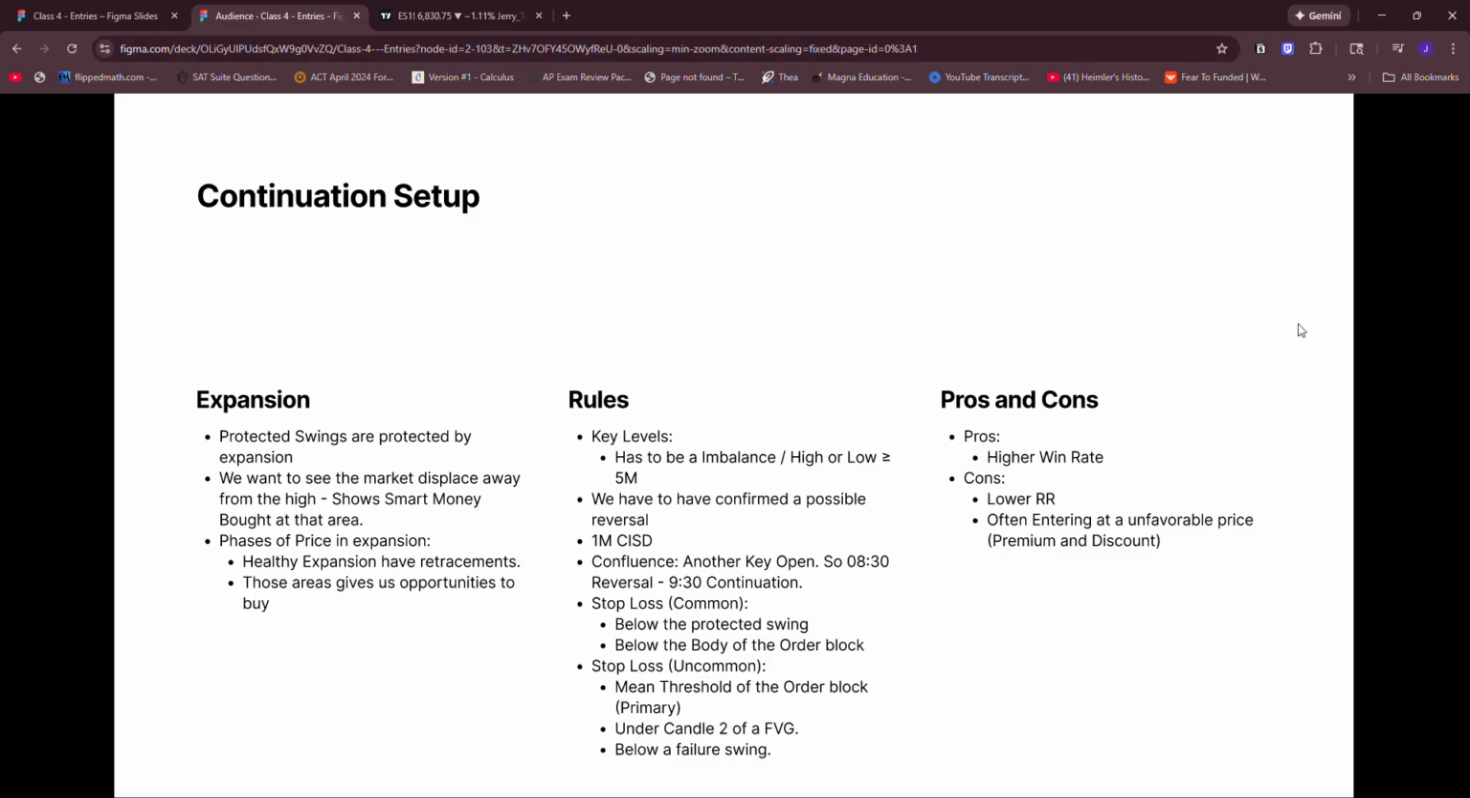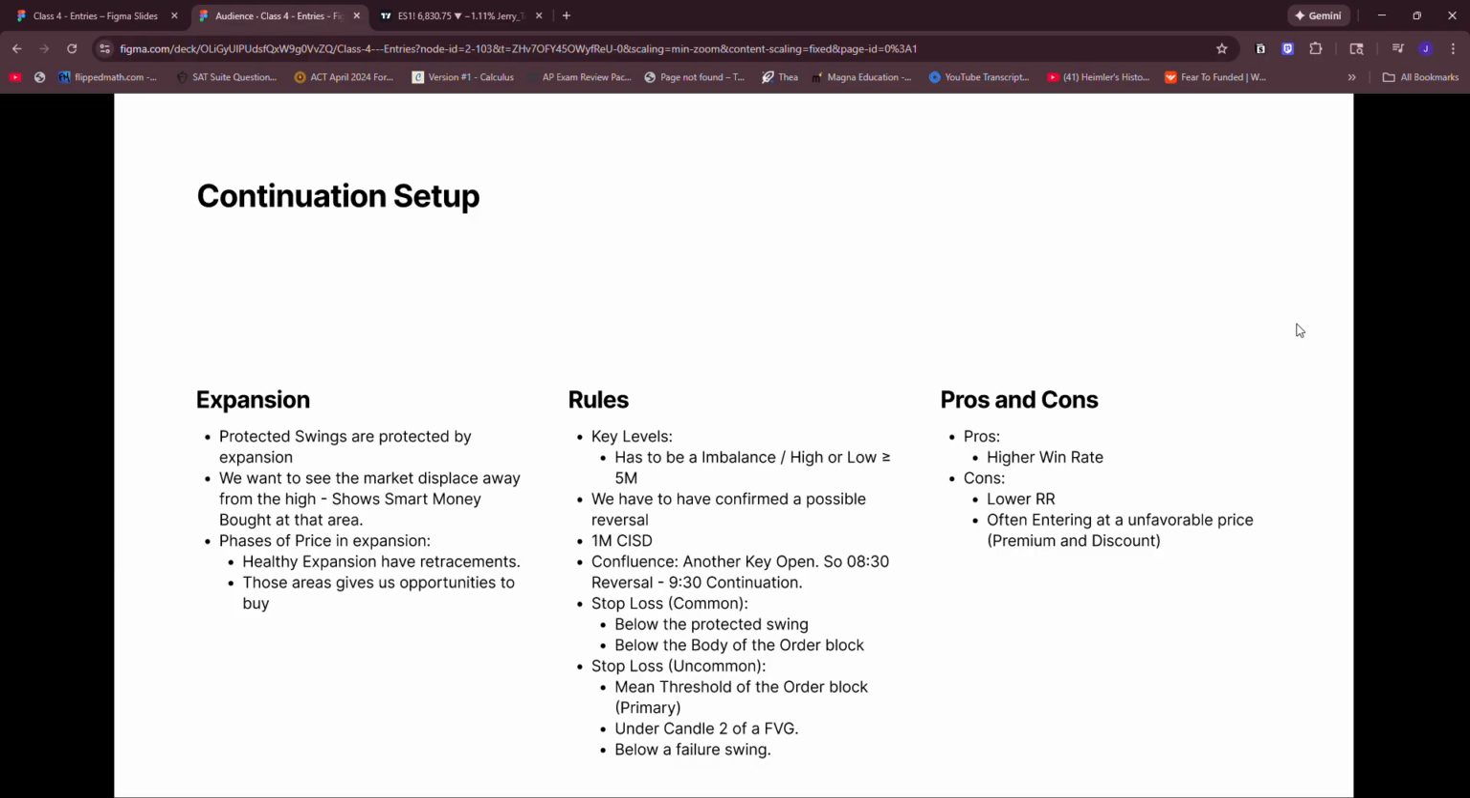Similar rules, right? Key level greater than or equal to a 5-minute high or low, or an imbalance. We already have a confirmed reversal, so we need the reversal setup to play out first, right? And then we have a 1-minute change in state, confluence, another key open. So sometimes, especially on days when you have multiple key opens, the most high probability one is 8:30 red folder news reversal, and then 9:30 continuation. So 8:30 puts in the low of New York, and then we move higher at 9:30.